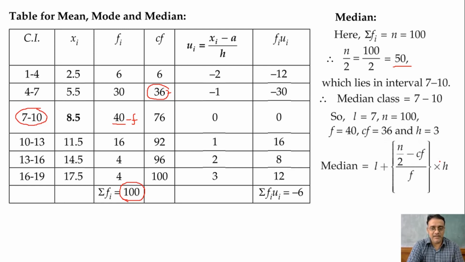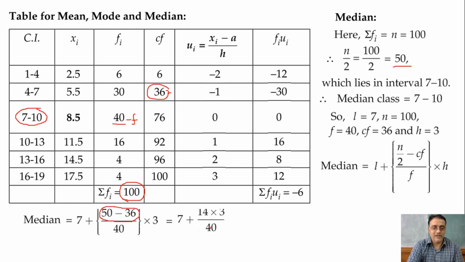Now we'll write the formula. Uske baad substitute karenge. Dekho, 7 plus 50 minus 36 upon 40 into 3. 50 minus 36 hum logo ko milega 14. Okay, 14 into 3. Ye bhi cancel kar sakte hum log. 7, 20. So 21 by 20. 21 by 20 kitna hoga? 1.05. So finally 8.05. Okay, we got all.